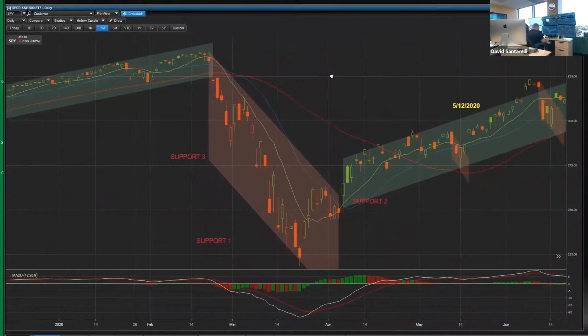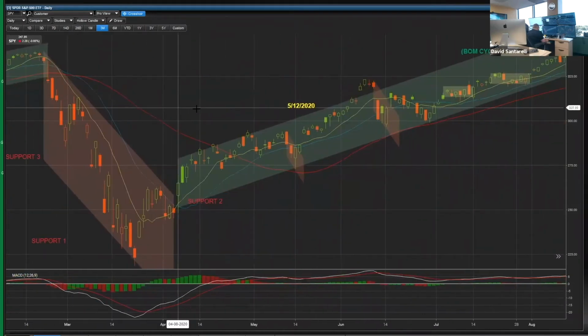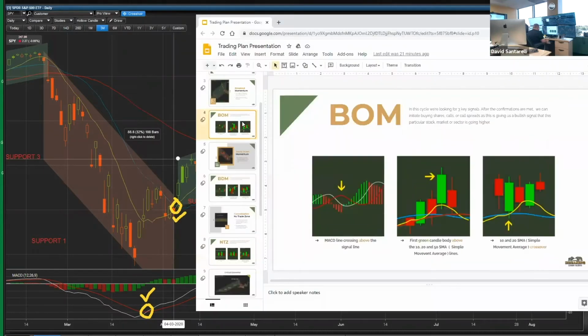So breakout momentum cycle here, take a look at this. Now we have the 10/20 cross. We have the MACD line crossing above the signal line. Check number 1, check number 2. And now for breakout momentum, just like on our trade plan here, breakout momentum, the MACD line crossing above the signal line, which is right here.